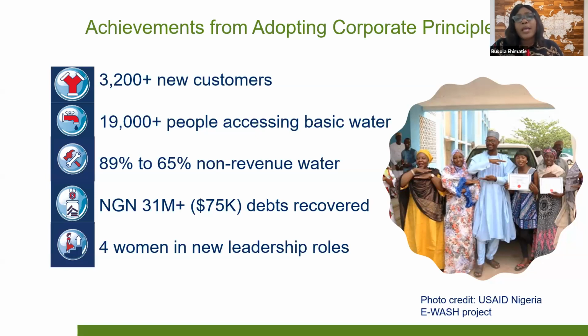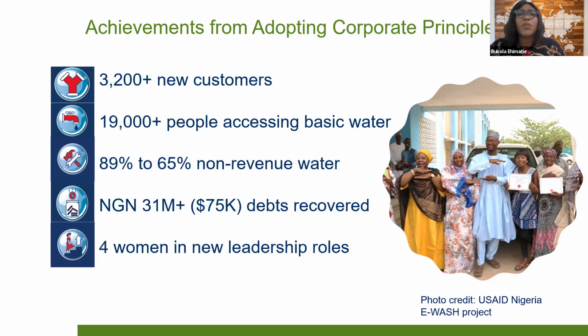And through better commercial and technical operations, the Niger State Water and Sewerage Corporation was also able to reduce its non-revenue water from 89% at baseline, when we started with them, to 65%. With this, the loss of water reduced drastically.